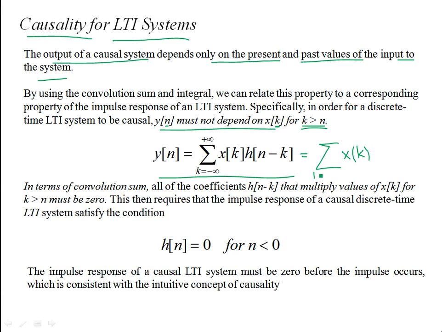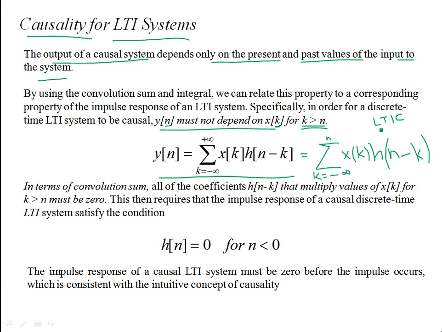You see k is varying from minus infinity to plus infinity. You have to limit this. So it should be from minus infinity to n, and then h of n minus k. You have to modify the limits if the system is, of course, linear, time invariant, and causal. So this is LTIC.